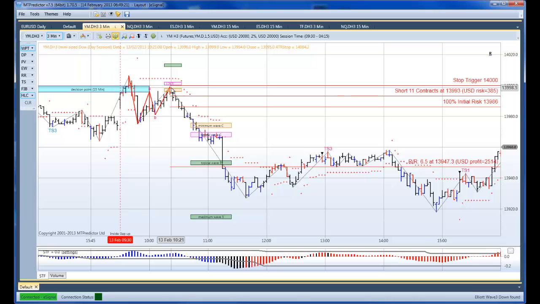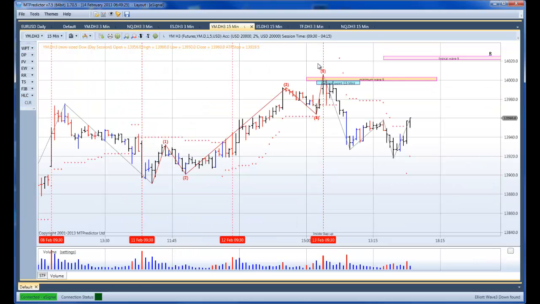So the key points to this are that first and foremost we look for the larger degree support and resistance, in this case resistance on the larger degree charts. That defines our start point. In other words, that defines our major high in this particular example.